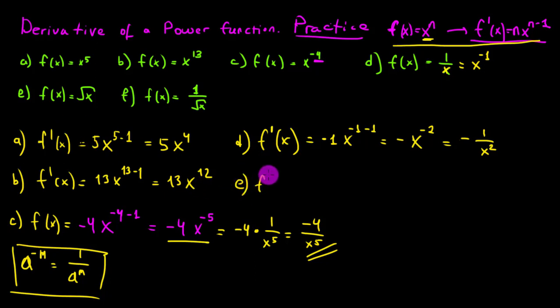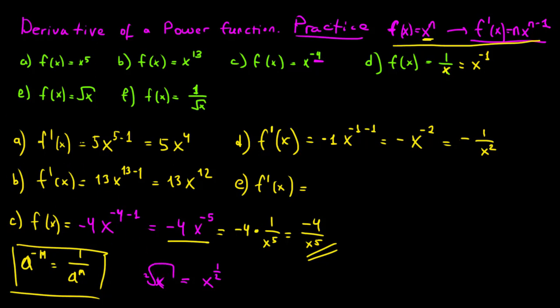Next one, E, f prime x equal to. So this one, what is this one? You know that square root of x, in terms of power, is x to the power of 1 over 2, because here you have an invisible 2, you don't write it actually. Generally you don't write it, but there is a 2. That's why you say square root, not just root.